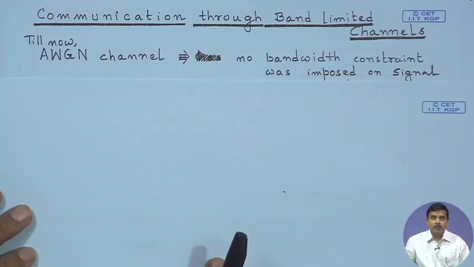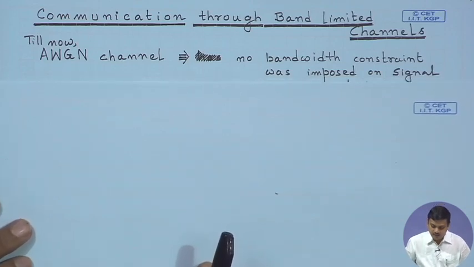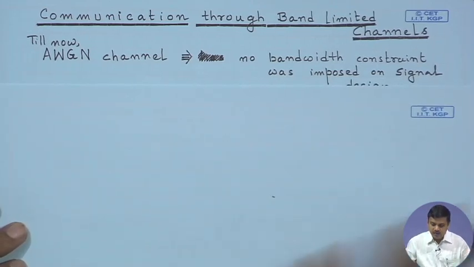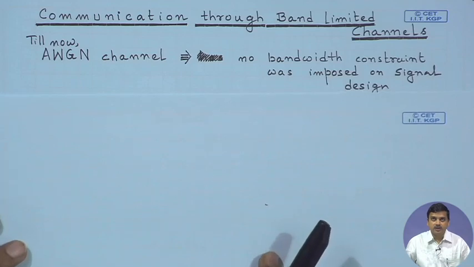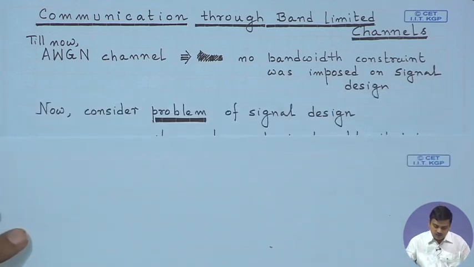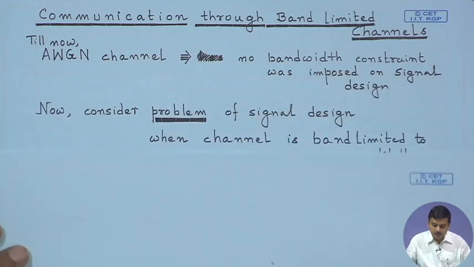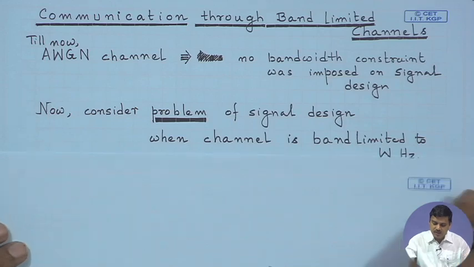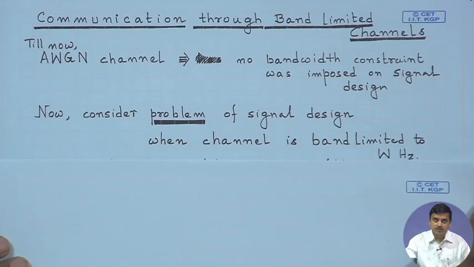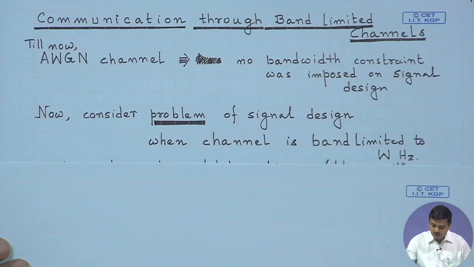Till now we have seen the AWGN channel, and in AWGN there is no bandwidth constraint on the signal design. As we move on, we consider the problem of signal design when the channel is band limited to W hertz. This is pretty practical, because most communication channels have an available amount of bandwidth through which signals have to be sent.